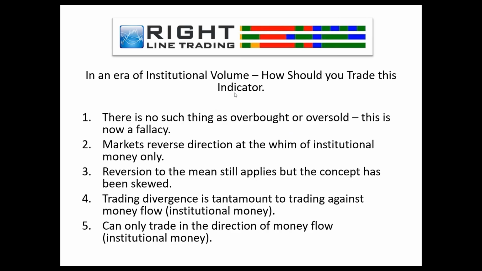And so what I've done is I've created a series of trading rules in this era of institutional volume. The first one is that there's no such thing as overbought or oversold, and this is now a fallacy. Institutional money is what determines it. Now, if institutional money determines what's overbought or oversold, when a market's going to reverse or when it's going to turn, can there be any mathematical derivation?